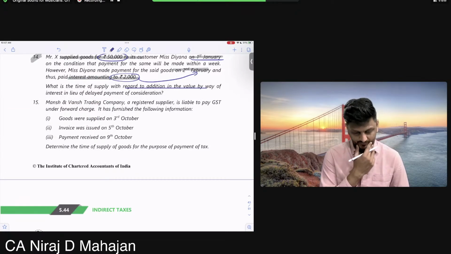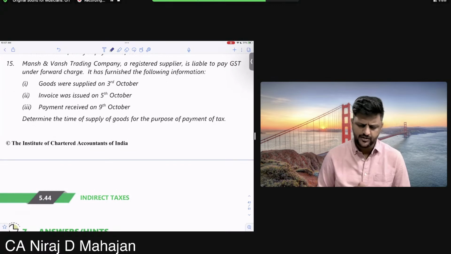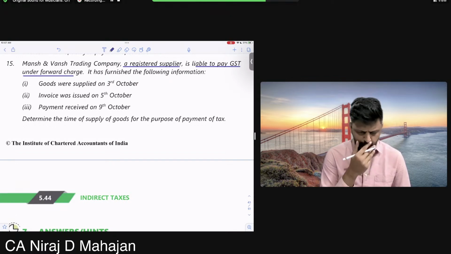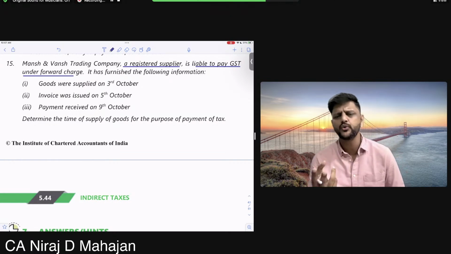Ready? Last one. Munch and Wunch Trading Company, a registered supplier, is liable to pay GST under forward charge. It is given to us. It has furnished the following information. Goods are supplied on 3rd October. Invoice 5th October. Goods, forward charge. Only 2 dates.